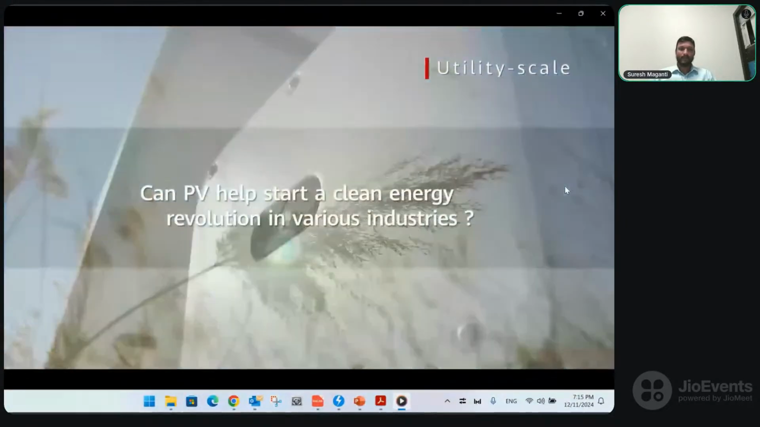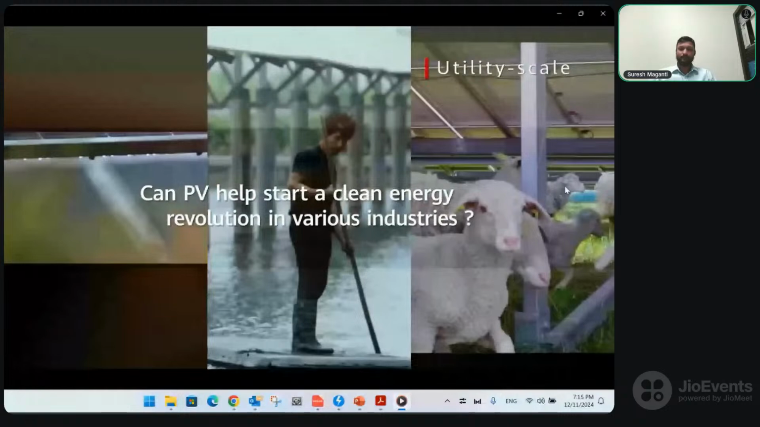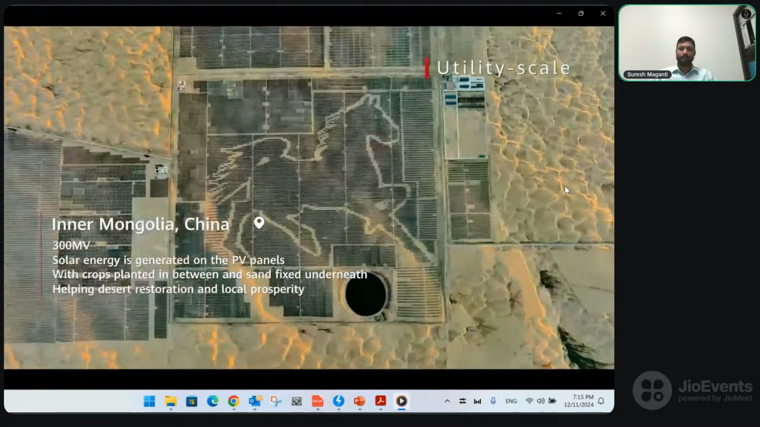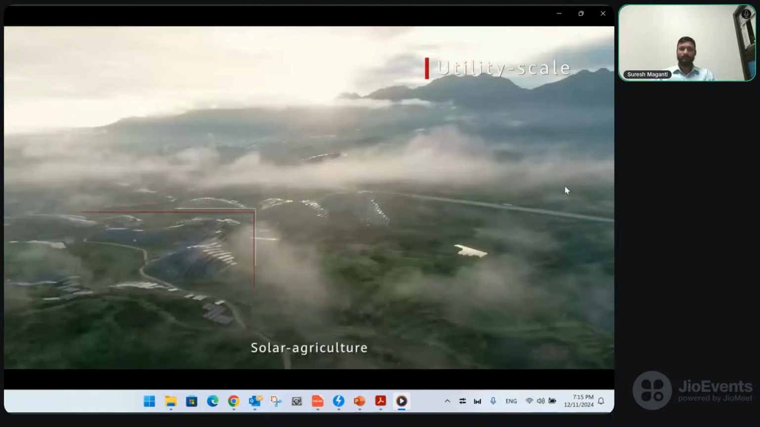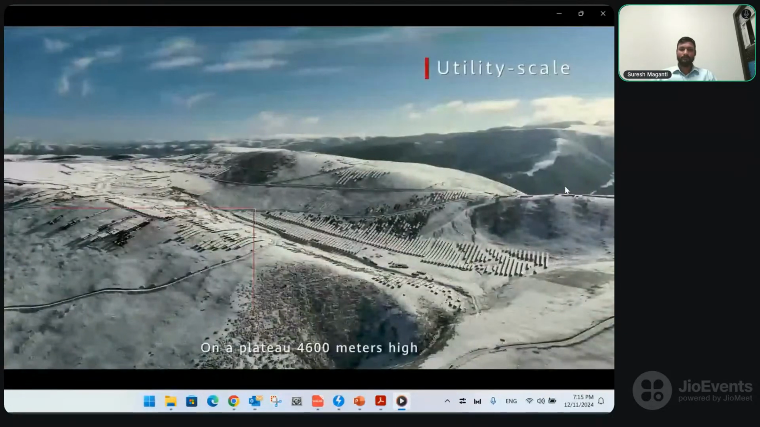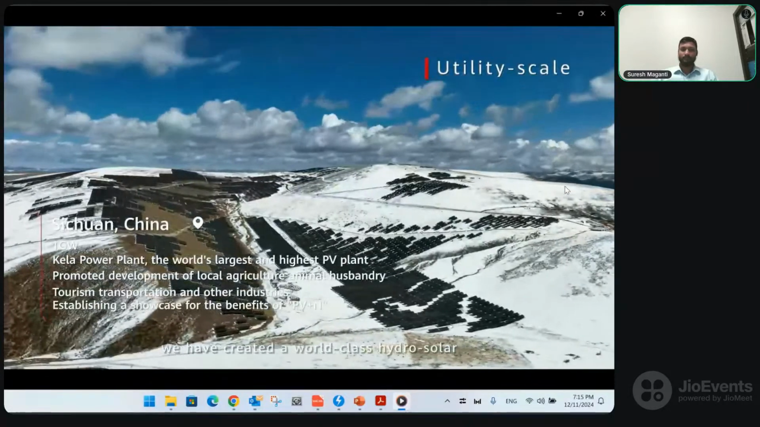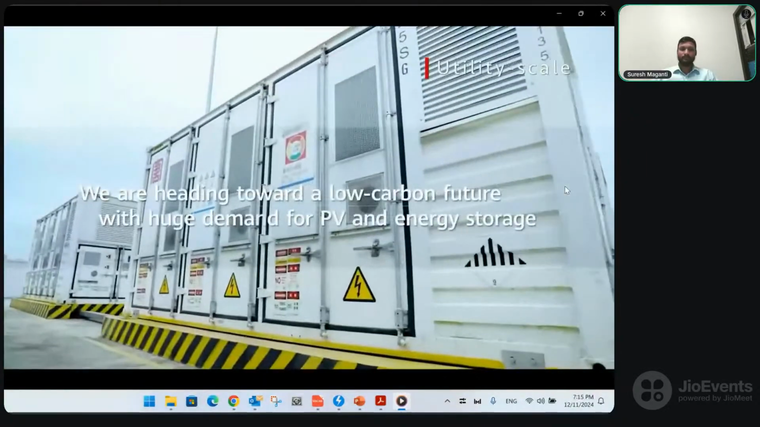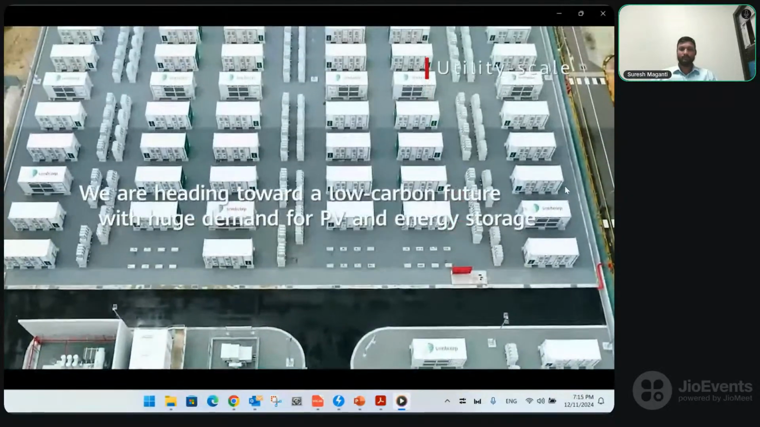Can PV help start a clean energy revolution in various industries? Solar farms bring hope for desert communities. Solar fishery breathes life into waters. Solar agriculture enriches the once barren mountains. On a plateau 4,600 meters high, we have created a world-class hydro-solar hybrid clean energy base. We are heading toward a low-carbon future with huge demand for PV and energy storage.